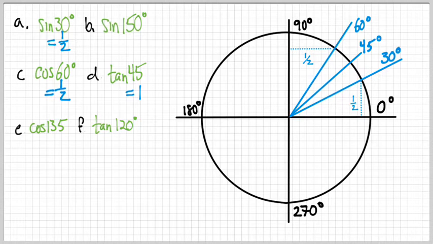And tangent of 45 is 1. I'm not going to draw that on there. We'll talk about tangent a little bit later.